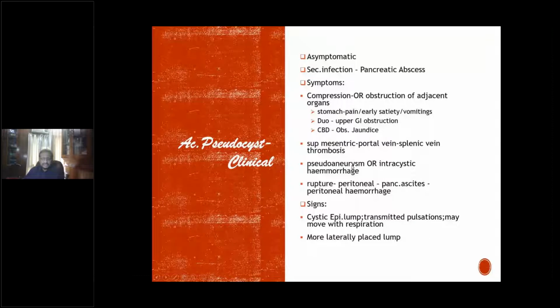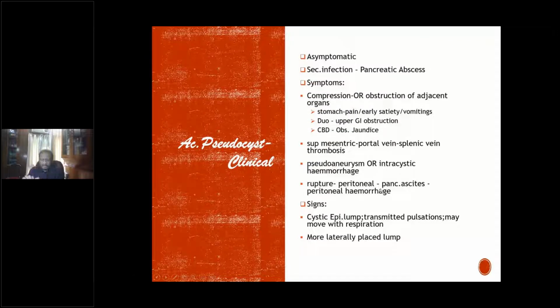The other adjacent vessels, gastroduodenal and the superior and inferior pancreaticoduodenal vessels, could be the other sites, and intracystic hemorrhage ultimately may result in pseudoaneurysm. Rupture can occur into the peritoneal cavity, giving rise to pancreatic ascites and peritoneal hemorrhage.